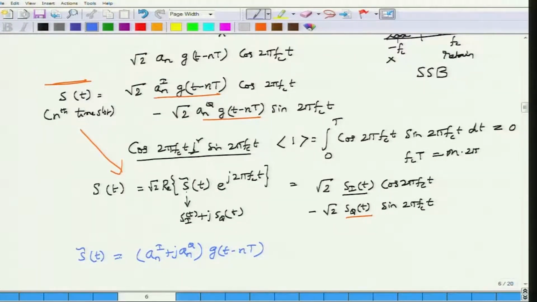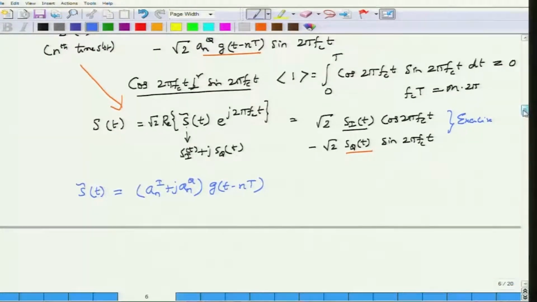This is the complex baseband signal, not the real baseband signal. It is complex because there is a j term sitting here, and as I said, this will be an exercise for you, you can show that this is indeed true. So what we have done is that we can further write this and call this the complex symbol an times g of t minus nt.